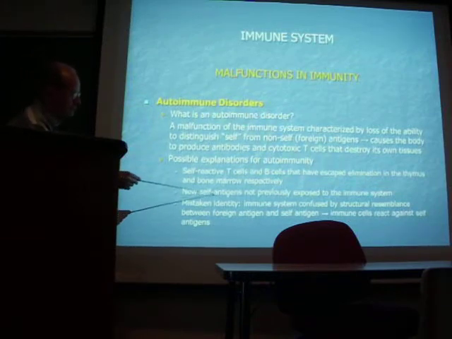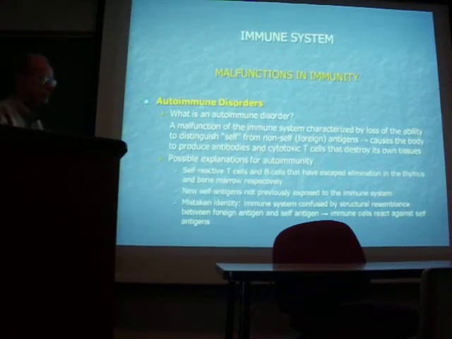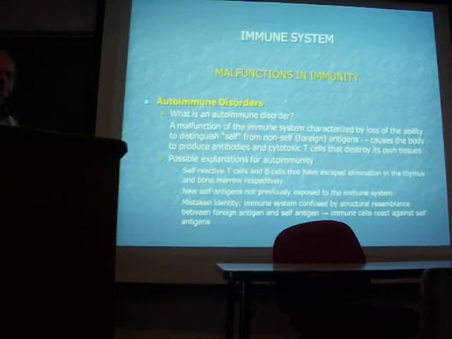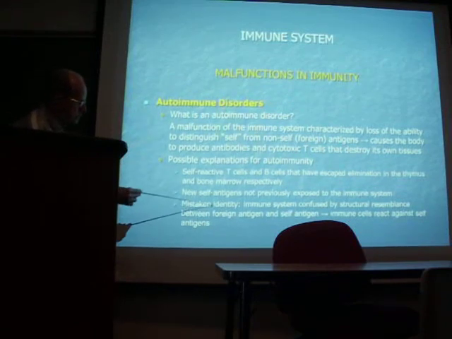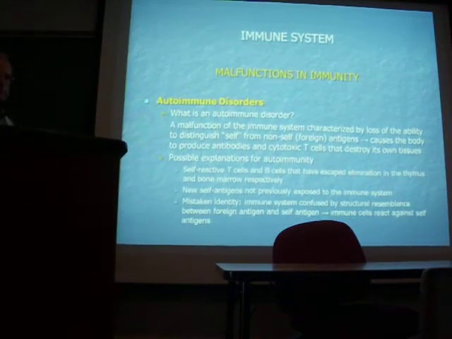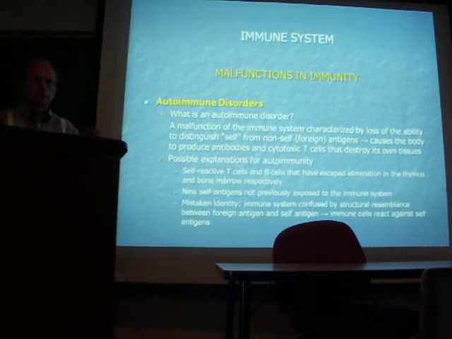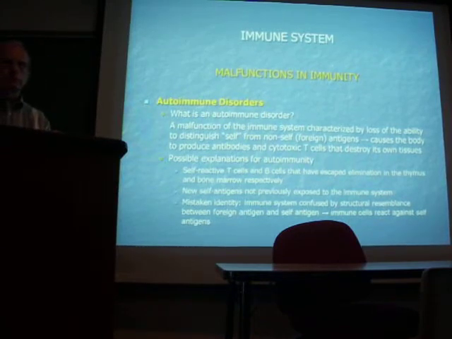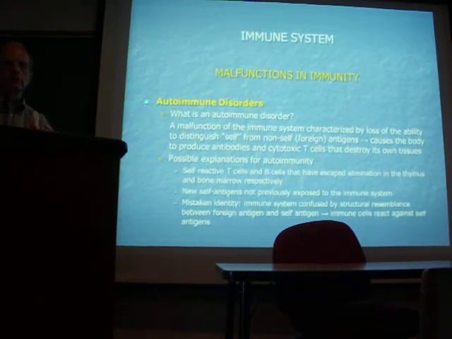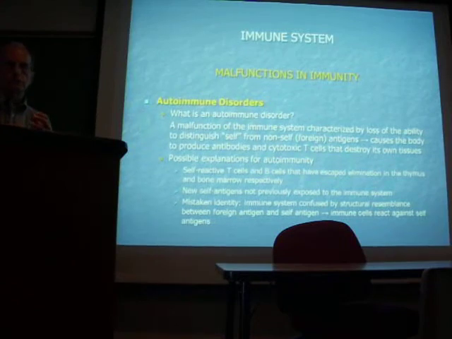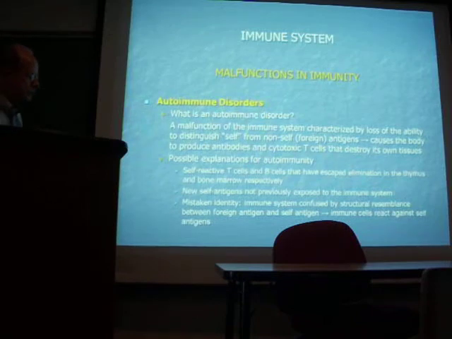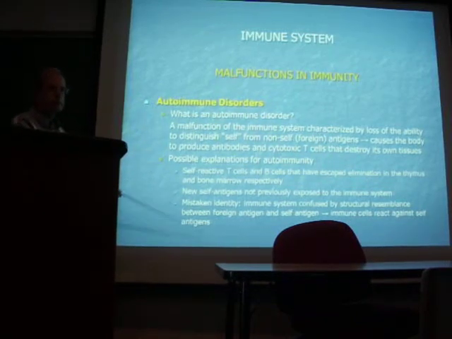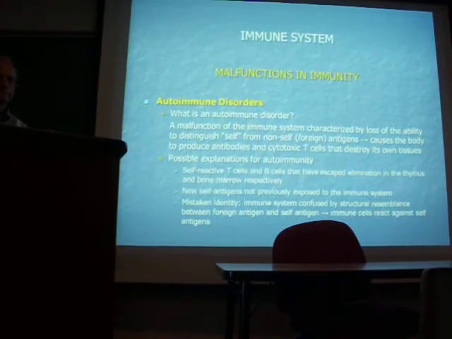Sometimes we might have new self-antigens that were not previously exposed to the immune system. Sometimes we might have mistaken identity. In other words, certain tissues of the body have a molecular structure that reminds certain cells of the immune system of foreign antigen, and so they attack normal cells. This, for example, is what is thought to happen in multiple sclerosis.